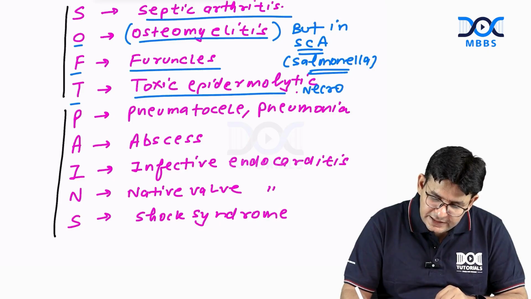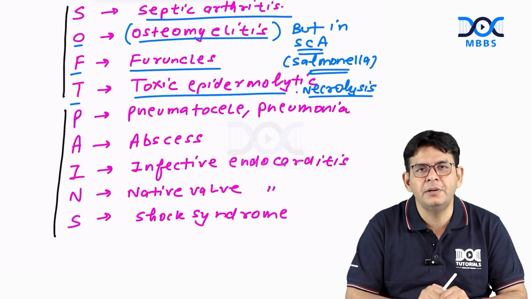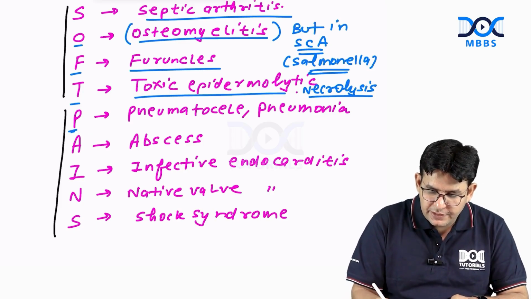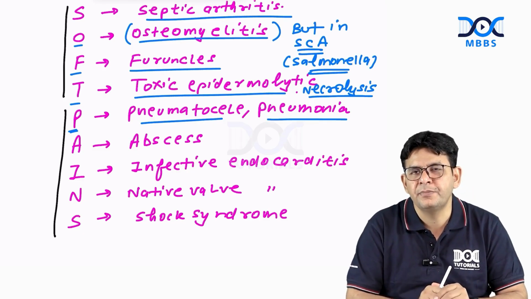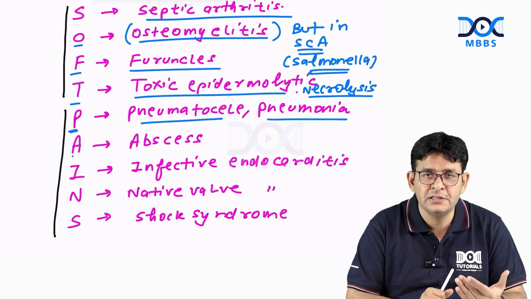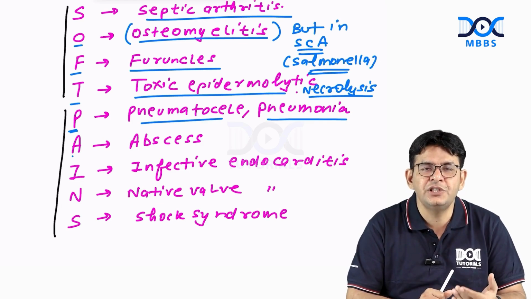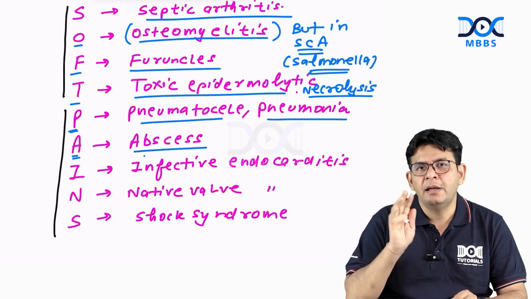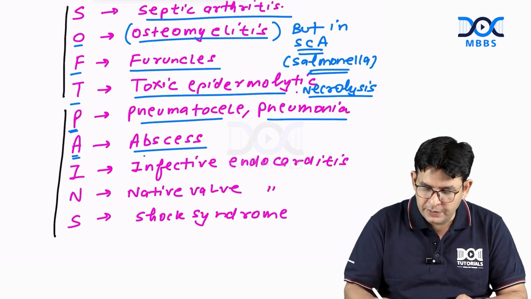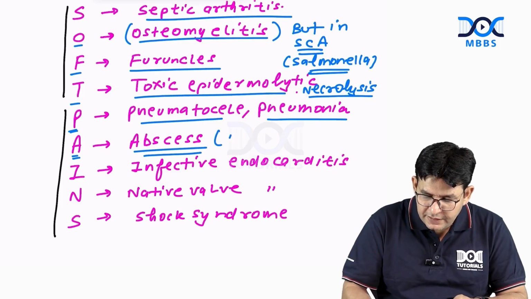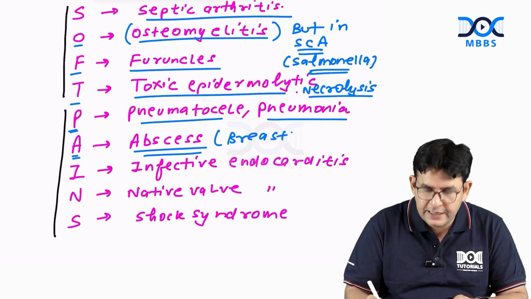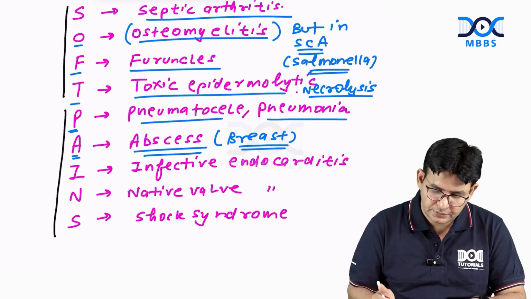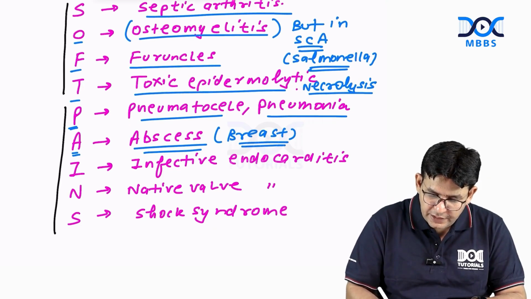That is termed as 10. Toxic epidermolytic necrolysis, that is termed as what? 10. Then P is what? Pneumatoceles and pneumonia. One of the common causes of pneumatoceles is Staph aureus, and it also associates with bronchopneumonia. Then regarding the abscess, obviously we have done that it associates with which particular abscess? Breast abscess. In which conditions? Acute mastitis.